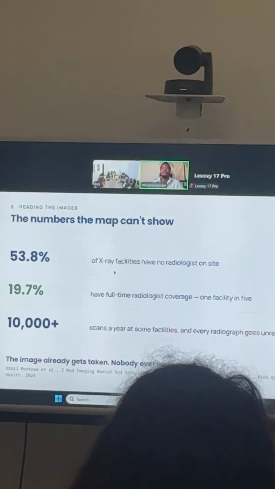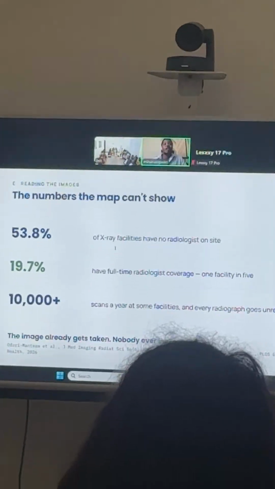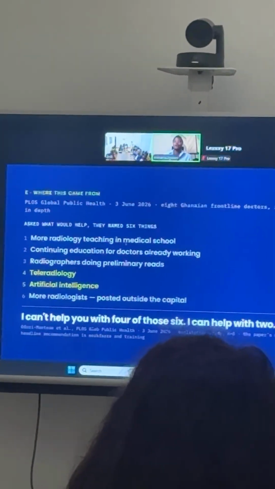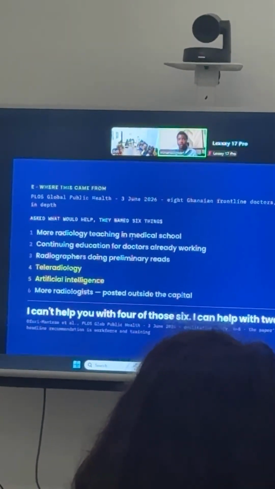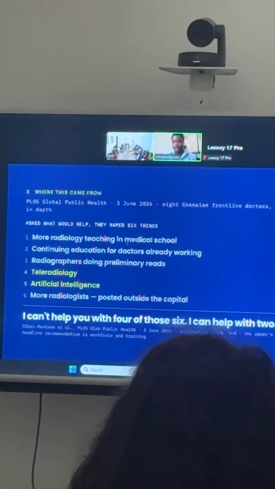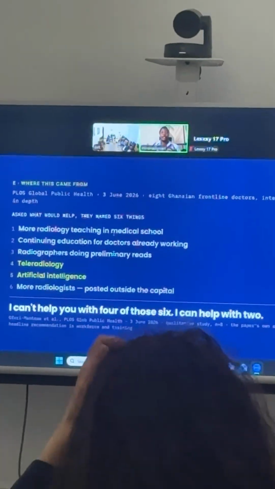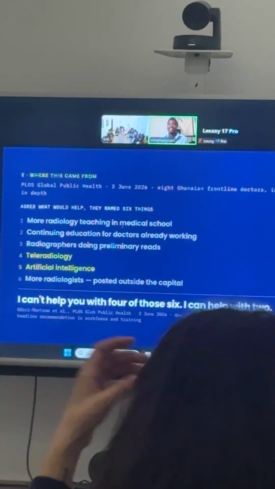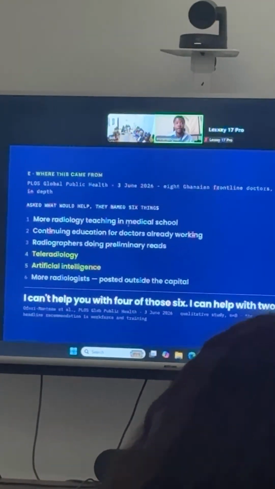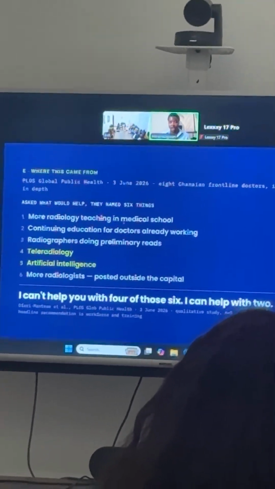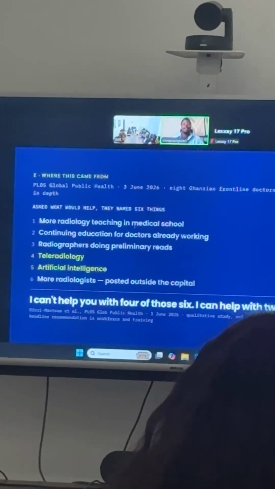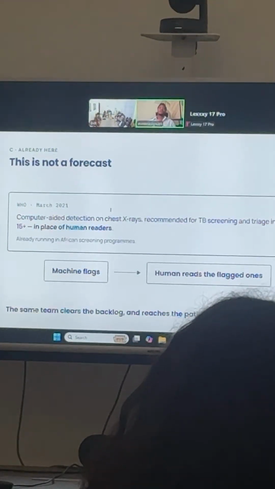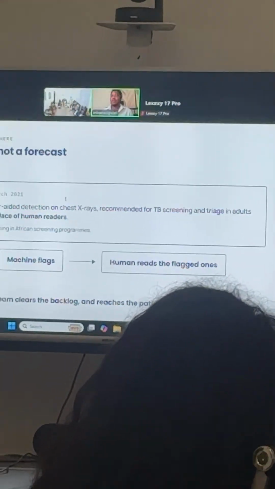And here are just some figures. They asked a couple of frontline doctors what they actually do to be able to fulfill their job in the best way. And they all said that aids such as teleradiology and artificial intelligence help with a lot of the unnecessary work. So this is not really a forecast.